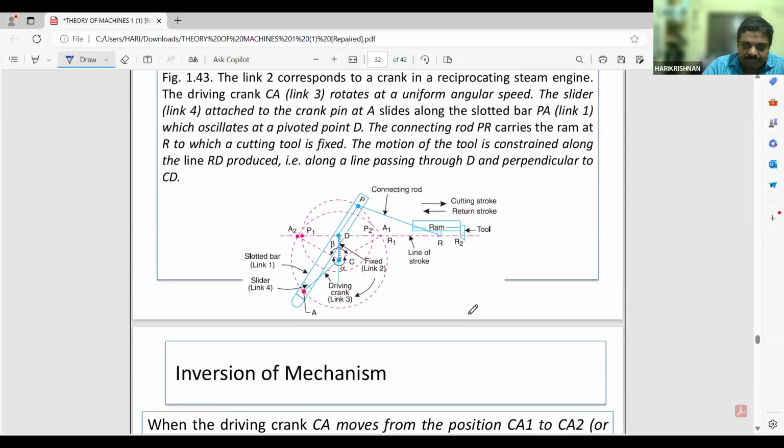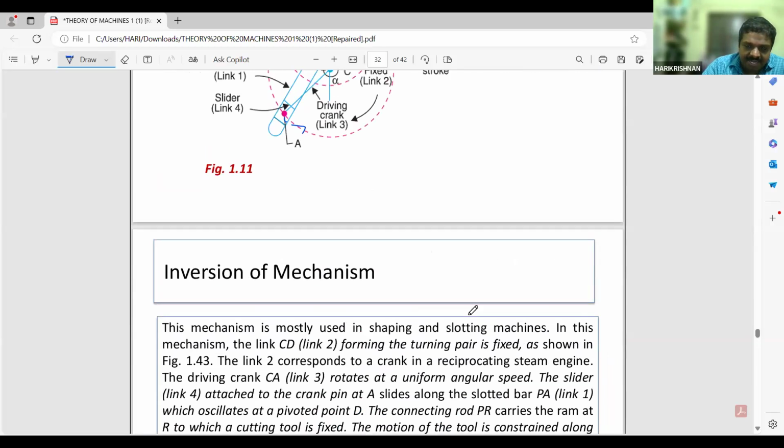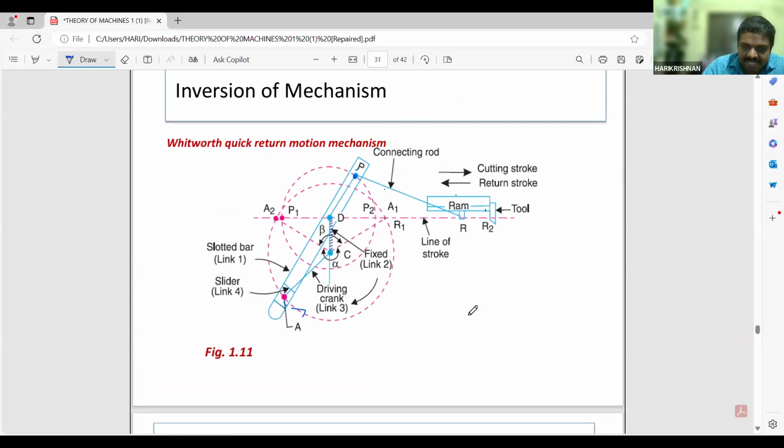This is the concept. When I say it like this, it can get confusing, so I will explain it very simply. You may see CD is fixed. CA is the crank, which is connected to a point in the slider. P is the point on the slotted bar PA, and from P the RAM is connected.